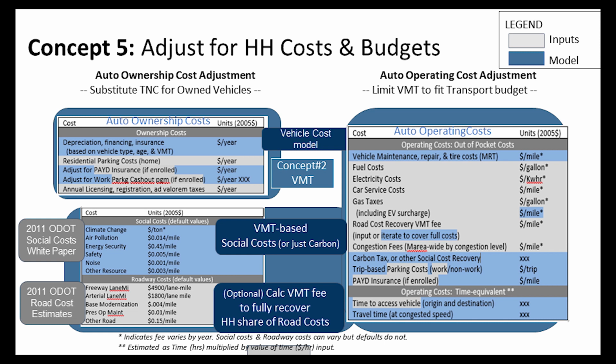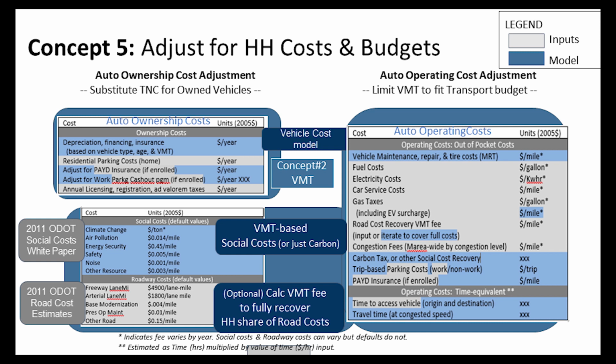When we think about this decision up there that was going to limit your VMT, we actually add in the time equivalent cost, which is both time to access your vehicle. So that was the car service getting to your car or owner getting to their car on either end of their trip, and then the travel time of that trip at the congested speed. So you're thinking about all those operating costs when you're limiting your VMT. So a couple more nuances on that.